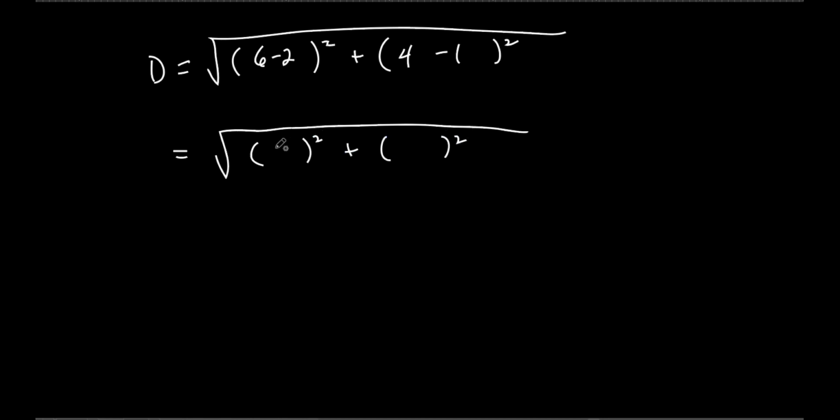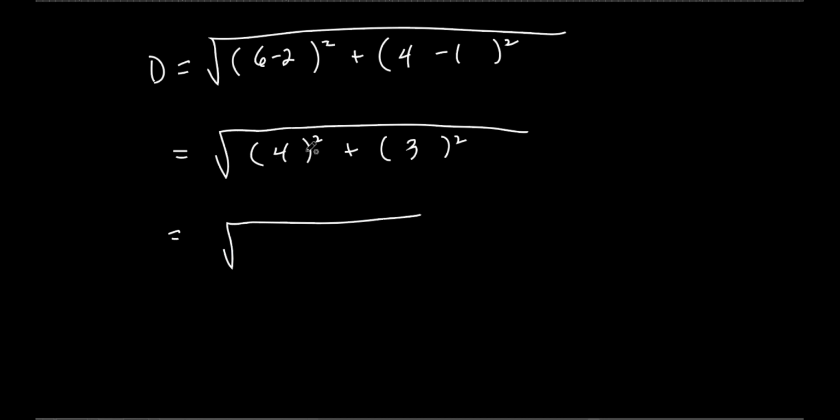6 minus 2, that's 4. Put it right there. 4 minus 1, that's 3. Put it right there. That was easy, wasn't it? Just subtract a couple little easy numbers? Sure. Now we have to do something that might be a little bit harder than what we just did, but it's not that hard if you know how to do these things.